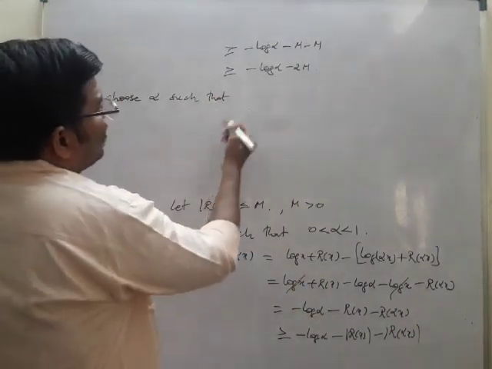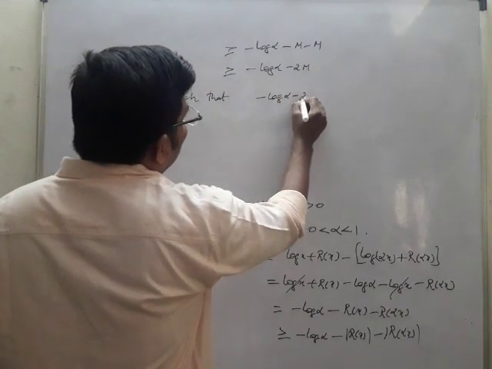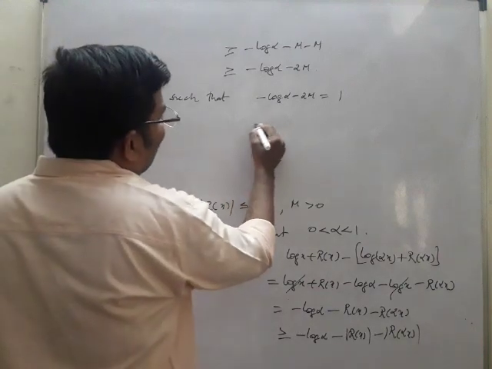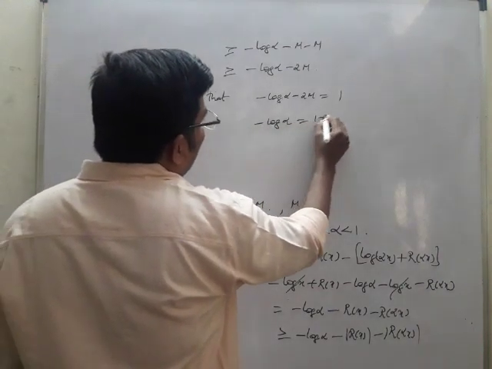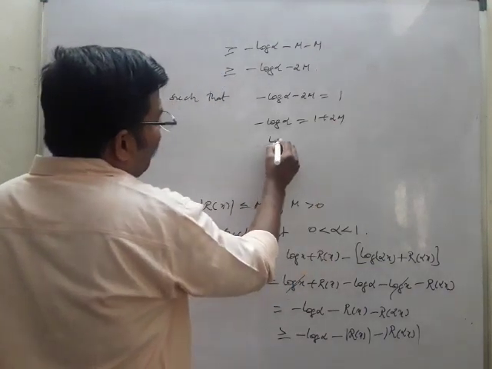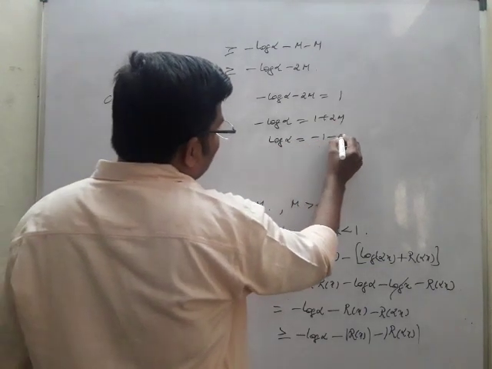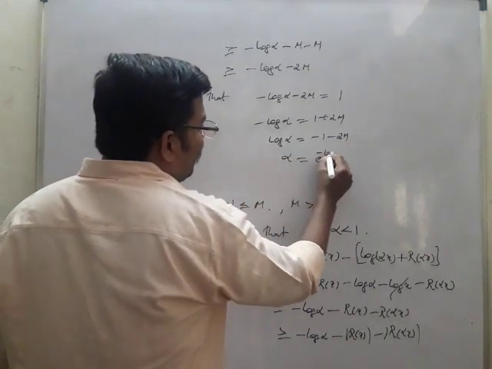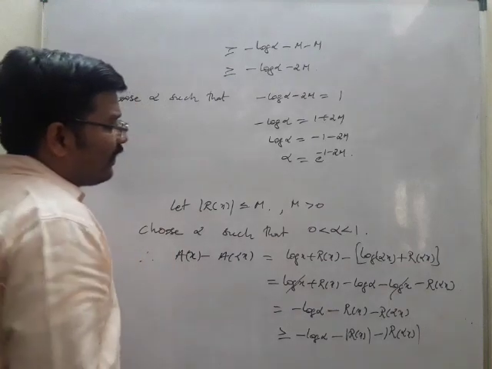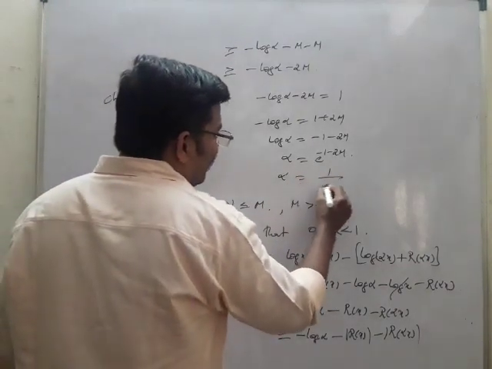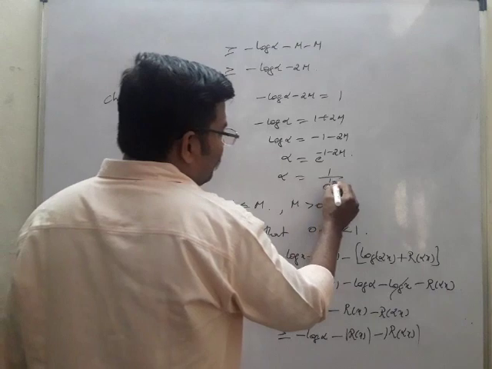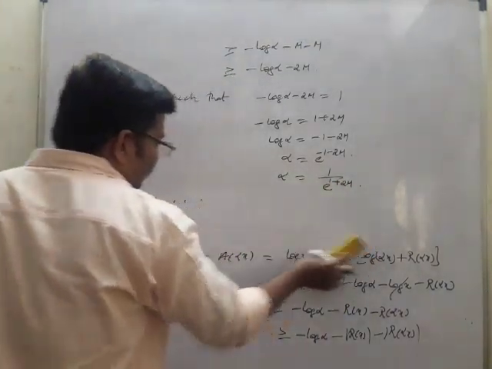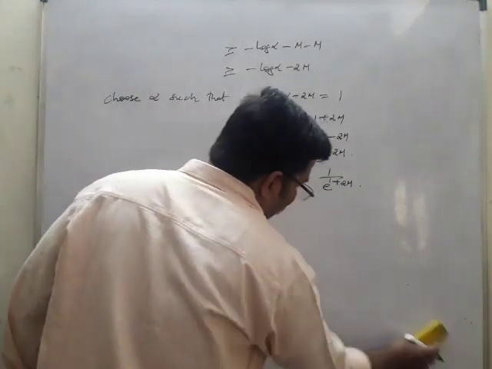So alpha is greater than 0 and less than 1, so minus log alpha minus 2m is nothing but equal to 1. Therefore, minus log alpha is equal to 1 plus 2m, so log alpha is equal to minus 1 minus 2m. Then alpha is equal to e power minus (1 plus 2m). Therefore, alpha is equal to 1 by e power 1 plus 2m. Now we have got alpha as 1 by e power 1 plus 2m.